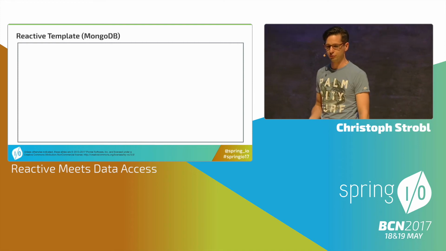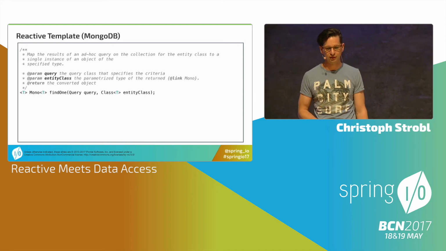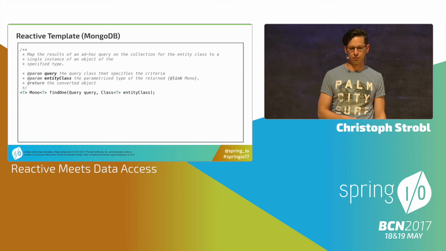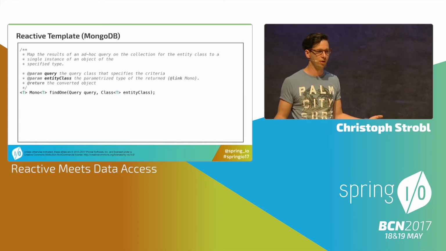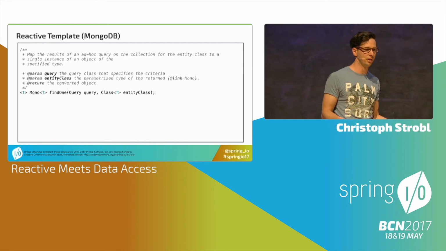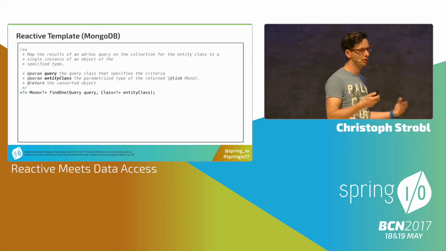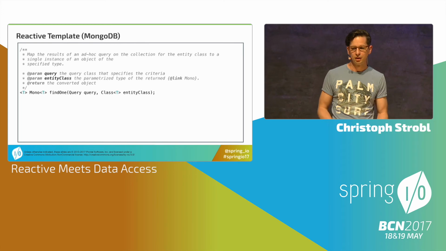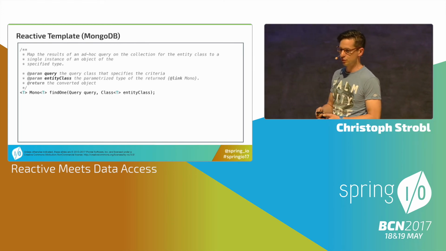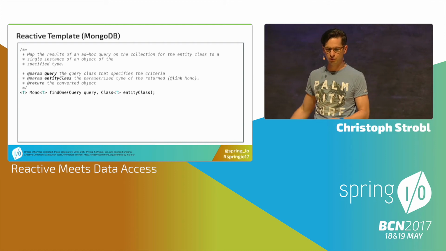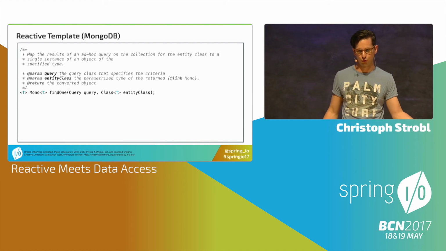This is an example of the reactive Mongo template, because there you'll find methods like find one. Those are pretty much the same method signatures as you'd have on the imperative, currently available Mongo template, with the only difference that it's triggering using the reactive streams MongoDB Java driver and returning you a mono.